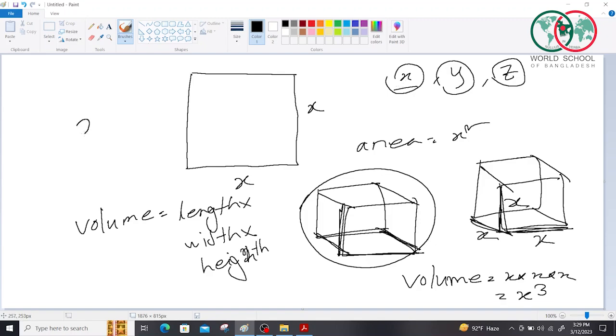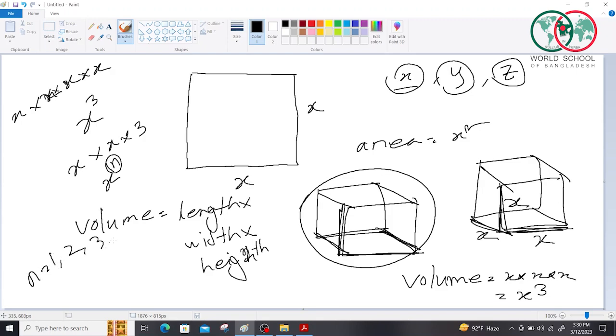So when we are writing x cube, that means x is multiplied 3 times. When we are writing x to the power n, that means x is multiplied n times. So what does n times mean? n can be any number, 1, 2, 3, 4, 5, 6. It will be given to us, or sometimes it might not be given to us.